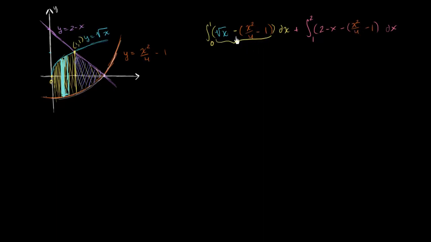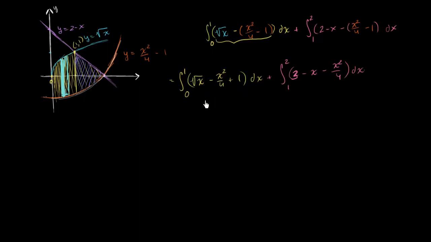Let's first simplify this. This is equal to the definite integral from 0 to 1 of square root of x minus x squared over 4 plus 1 dx. I'm going to write it all in one color now. Plus the definite integral from 1 to 2 of 2 minus x squared over 4, and then subtracting a negative 1 is adding 1, so the 2 just becomes a 3, dx. And now we just have to take the antiderivative and evaluate it.